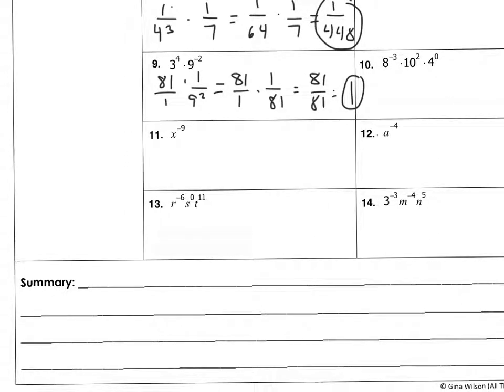So if we look at number 13, just as one more example, r to the negative 6th is going to become 1 over r to the 6th times, well, s to the 0 is just 1. So times 1 times t to the 11th is going to stay. It's a positive integer, so it's t to the 11th. If you wanted to put that over 1, you could. And now we're just going to multiply across, so we end up with t to the 11th over r to the 6th.